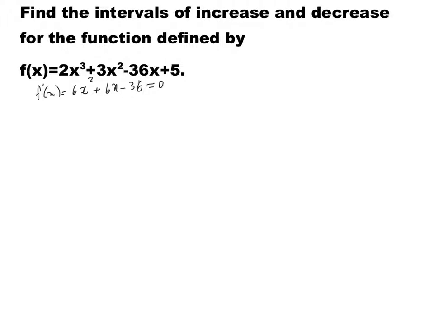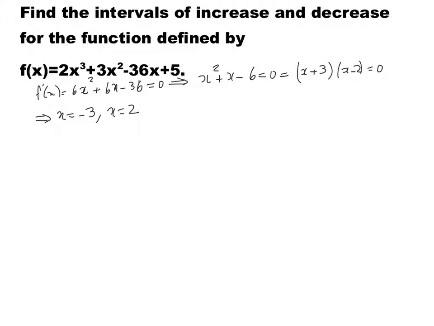We can factor 6 out. So from here I get x squared plus x minus 6 is equal to 0. Now I can factor this one as two brackets. The product is negative 6 and the sum is 1. So this gives me the two factors, x plus 3 and x minus 2, equal to 0. Now the roots are x equals negative 3 and x equals 2.